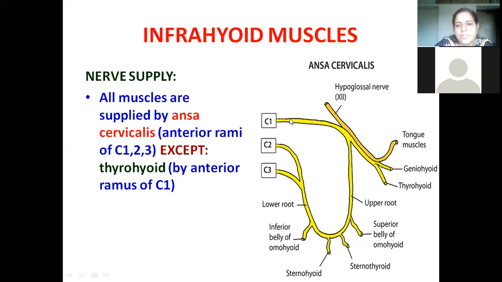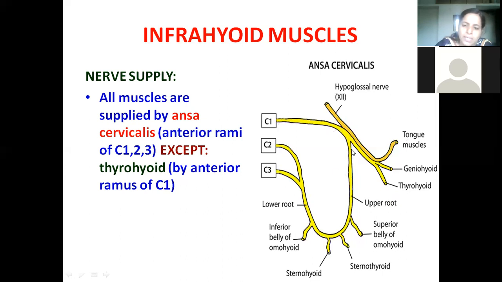So this first cervical nerve is joining the last cranial nerve, that is hypoglossal. The 12th cranial nerve is hypoglossal, which is joined by the first cervical spinal nerve. These two, when they join, are supplying the muscles of the tongue, geniohyoid, thyrohyoid.